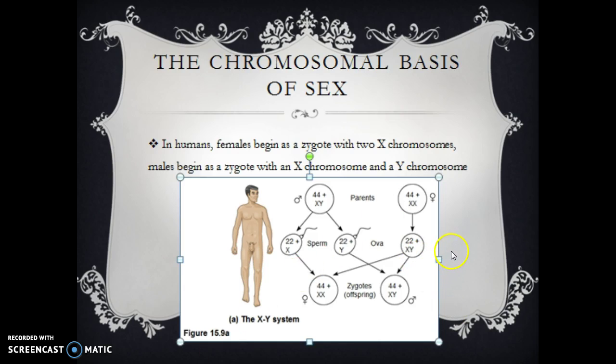Looking at this image here on the screen, I have no idea why this is 22 plus XY. That's not possible coming from a female. It should just say 22 plus X. That Y should not be there.